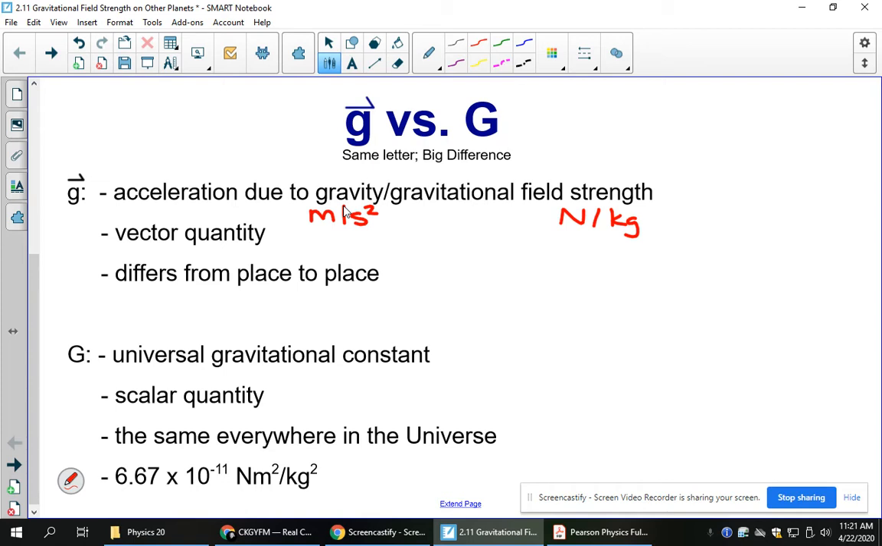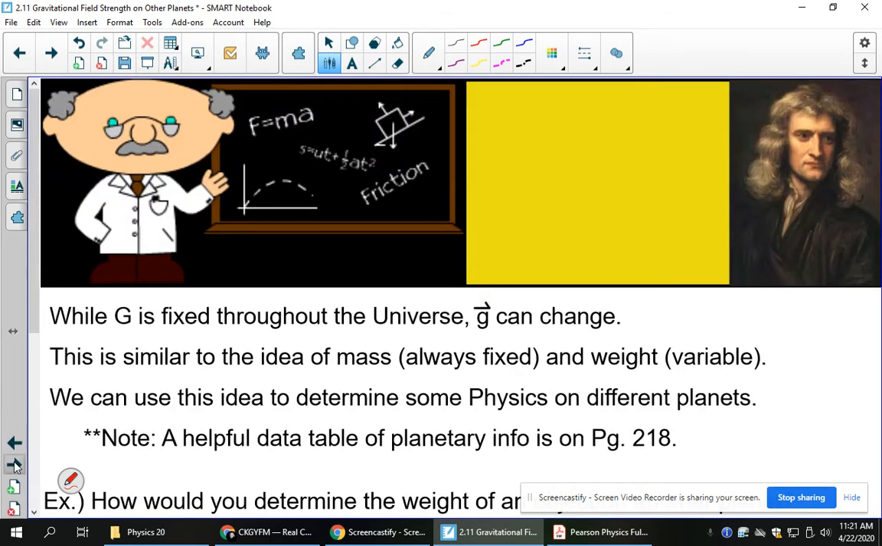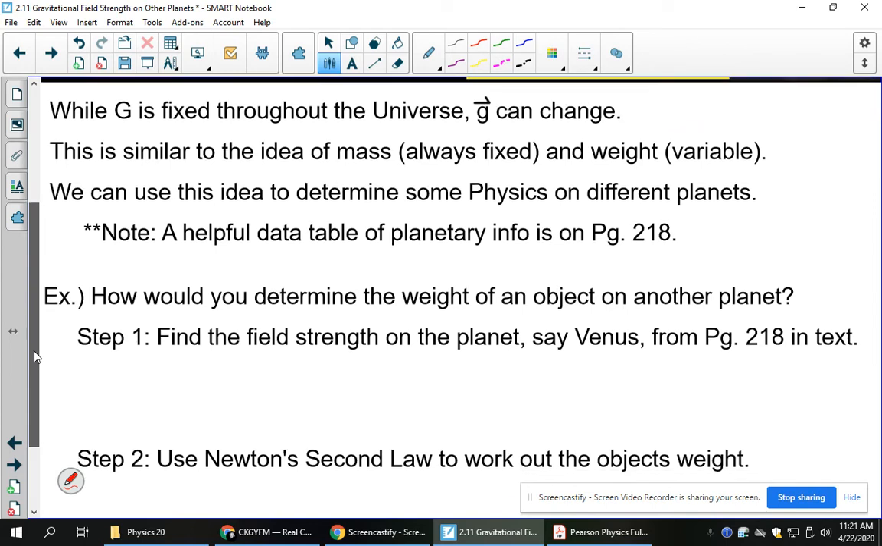Big G is the universal gravitational constant. It does not have a vector arrow, so it's a scalar. It's the same everywhere in the universe, and it's a constant on your formula sheet, 6.67 times 10 to the negative 11 newton meters squared per kilogram squared. In the last lesson, we watched a video that showed us using the Cavendish experiment how we calculate big G. So while big G is fixed throughout the universe, little g can change.